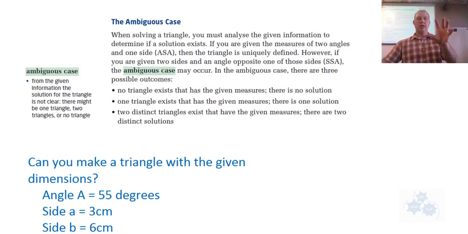So let me just talk about it, it's up on the screen here. We talk about what the ambiguous case is. Let's just set it up. So when solving a triangle, that's finding all the angles and all the sides, you must analyze the given information to determine if a solution exists. If you are given the measures of two angles and one side, then the triangle is uniquely defined.